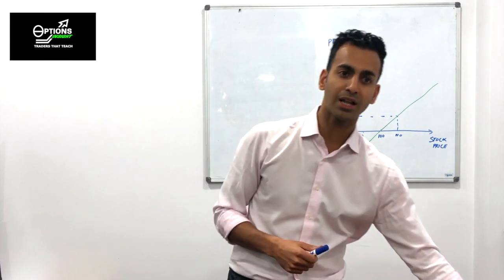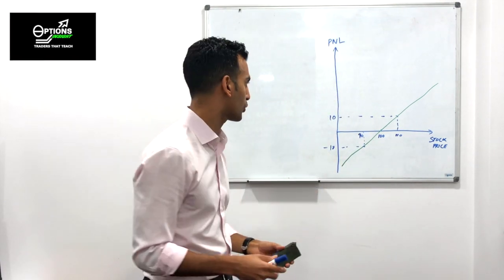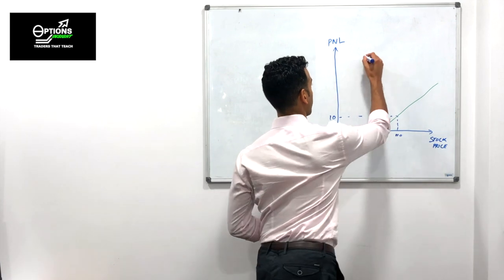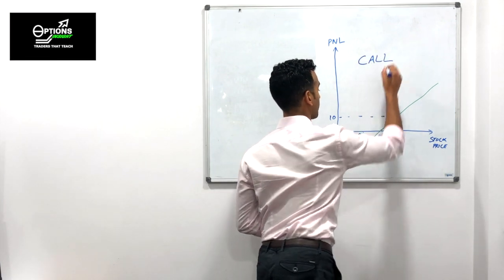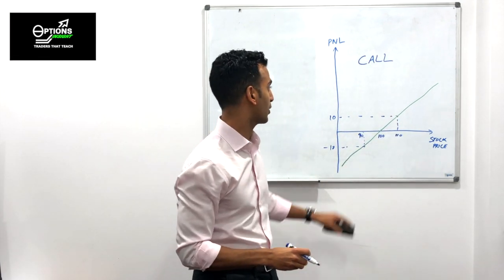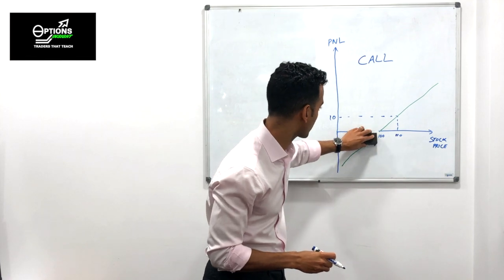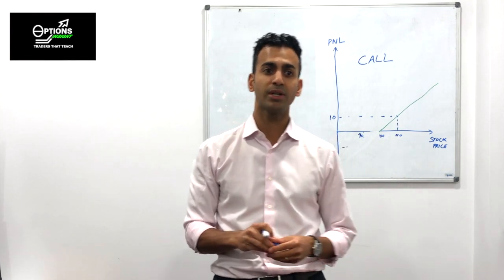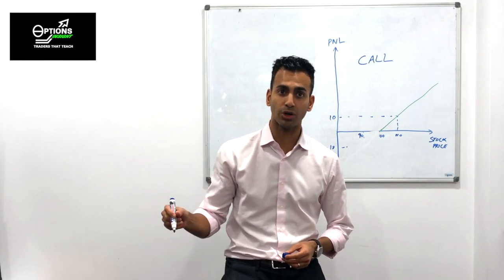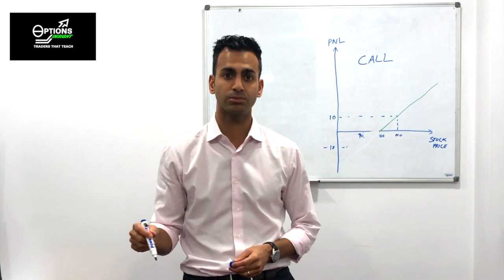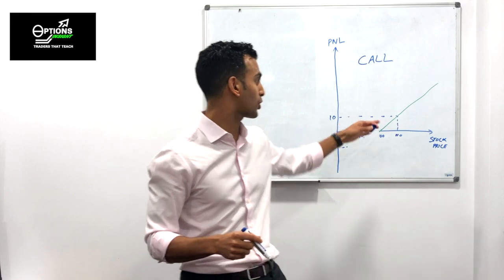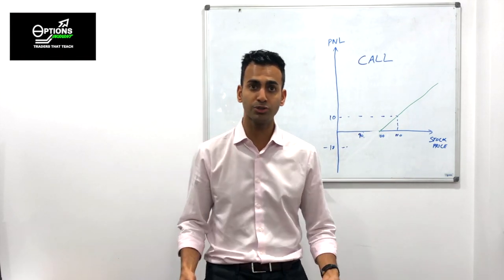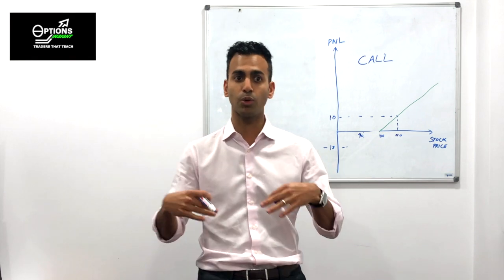Now what options allow you to do is to have a non-linear payoff. So a call option allows you to have a non-linear payoff, so this downside part gets taken away. Why is that? Because a call is the right to buy a stock, but not the obligation. So whereas before you bought the stock at 100, that's it, you bought it at 100. So if it goes down in value, you will lose money. If it goes up in value, you will make money.